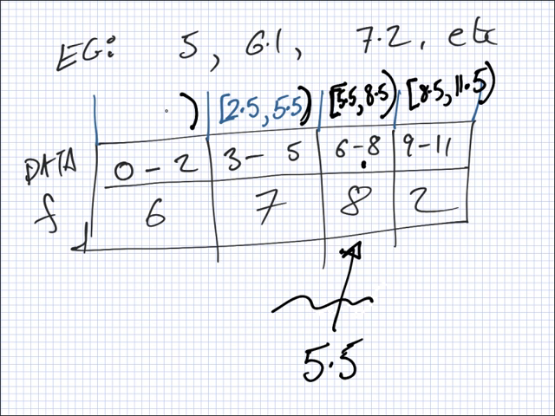Now what's the upper one here? 2.5. Now what is the lower one here? 0. It depends. If your data can only be positive, then the lowest value here is 0. However, if your data could be negative, then the lowest isn't 0. What would it be? Minus 0.5.